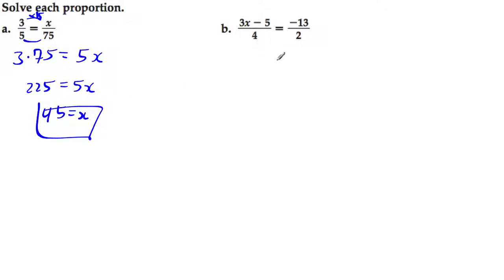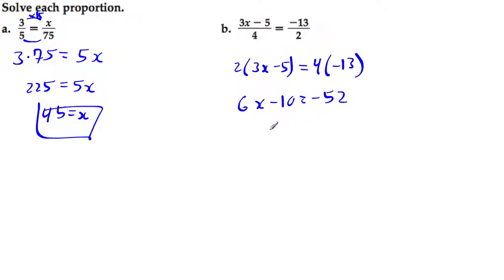Over here, we can do the same thing, and we can cross multiply. So we get 2 times 3x minus 5 is equal to 4 times negative 13. So distributing this in, we get 6x minus 10 is equal to 4 times negative 13, which is negative 52. And so if we add 10 to both sides, we get 6x is equal to negative 42, or x is equal to negative 7.